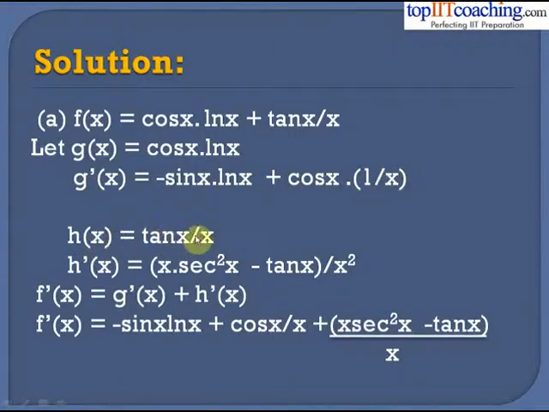Now hx is equal to tan x by x. Now we use the quotient rule here, and h dash x would be equal to x into differential coefficient of this expression, that is sec square x, minus tan x into the differential coefficient of x, which would be equal to 1. So this gets multiplied by 1 and whole divided by x square. So f dash x would be equal to g dash x plus h dash x, or f dash x is equal to minus sin x into ln x plus cos x by x plus x times sec square x minus tan x whole divided by x square. So this is the value of f dash x when fx is equal to cos x into ln x plus tan x divided by x.